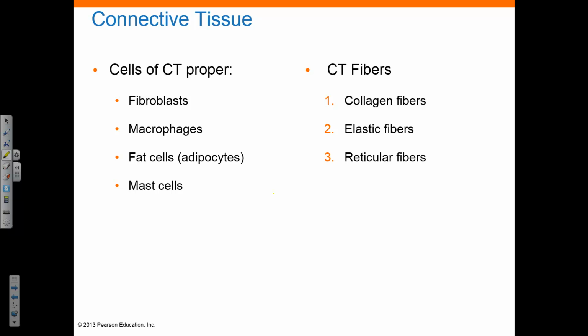The cells found in the connective tissue proper include fibroblasts, which make ground substance and fibers and are the most abundant cell found in the connective tissue proper. Macrophages are phagocytic cells that basically eat pathogens and damaged cells to remove them from the tissue. These macrophages can be either fixed or free. We also find fat cells called adipocytes in the connective tissue proper, as well as mast cells. Mast cells are cells that release chemicals that trigger defense mechanisms in response to injury or infection.